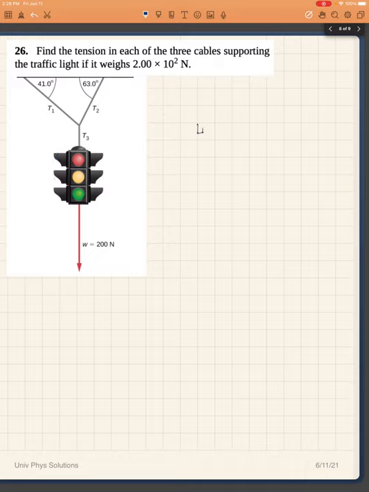So if this is a traffic light, I would have tension 3 up and the weight down. Since the light is not falling or levitating, tension 3 has to be equal to the weight. So then tension 3 will be equal to the weight, which is 200 newtons. If I set up my coordinate system such that my y-axis is positive in this direction and my x-axis is positive in this direction, then I could make this a vector and specify the direction.